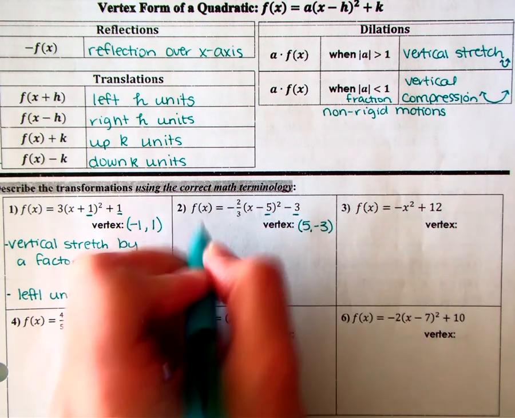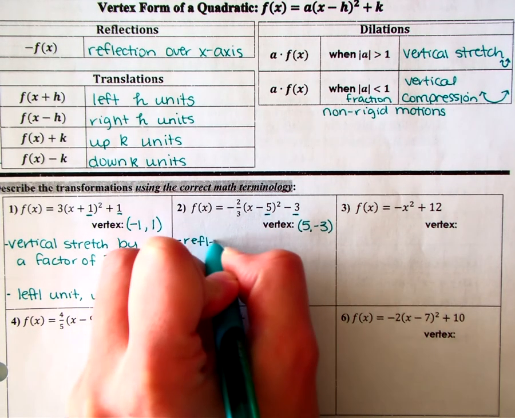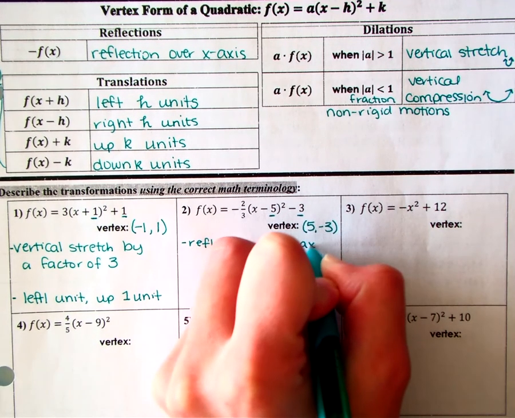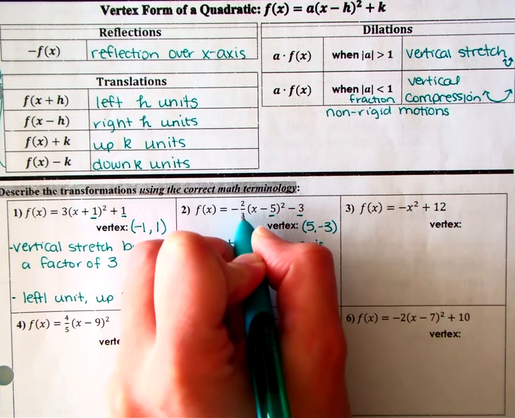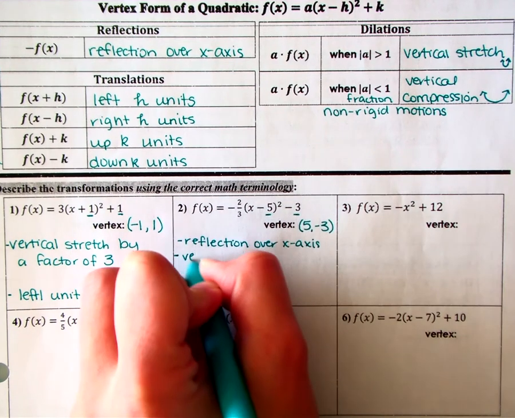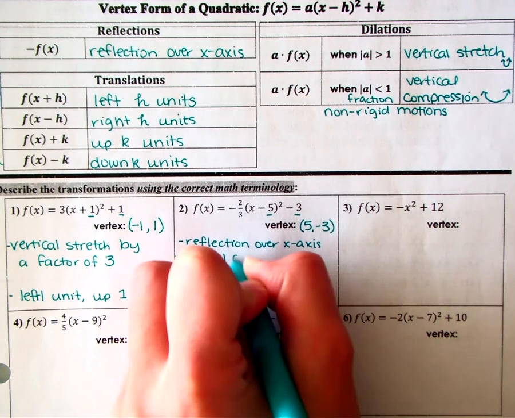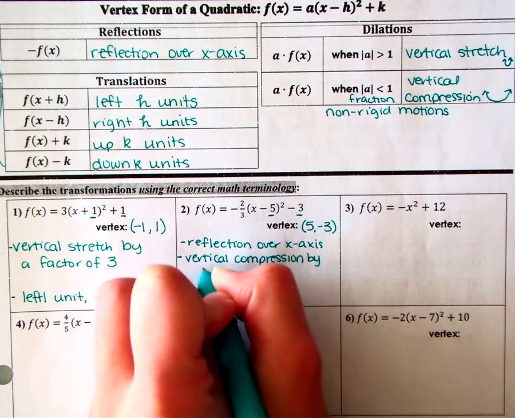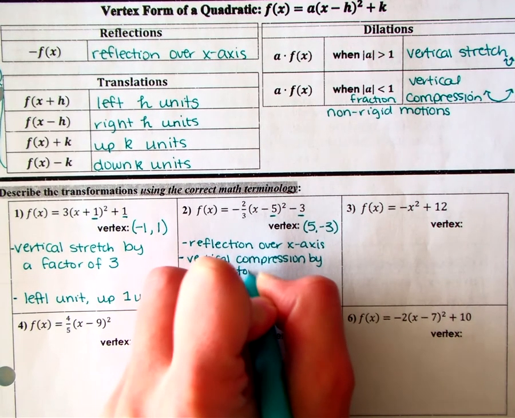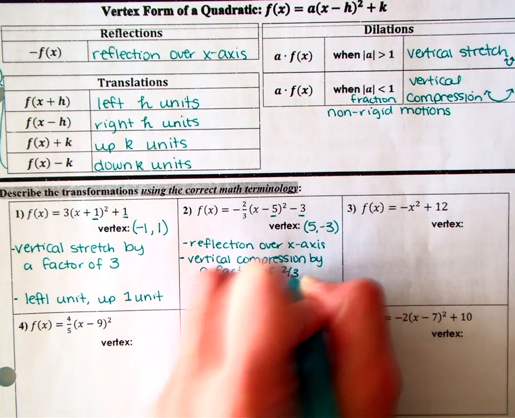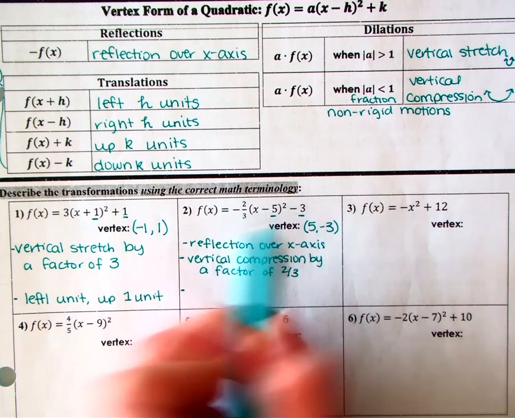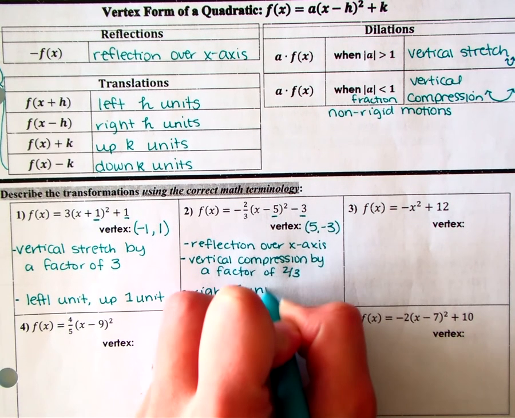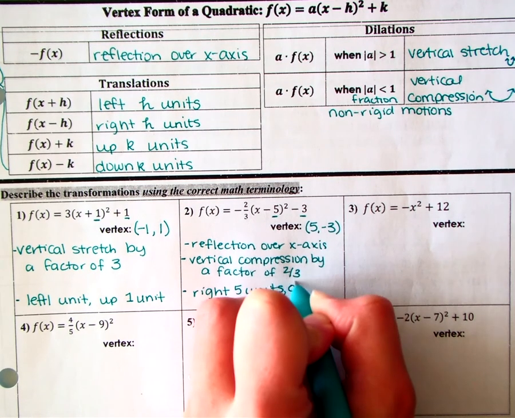We have a negative in front, which means I've got a reflection over the x-axis. We have a fraction coming next, which means we have a vertical compression by a factor of 2/3. And we've got a minus 5 in parentheses, which means we go to the right 5 units. Minus 3 outside, which is down 3.